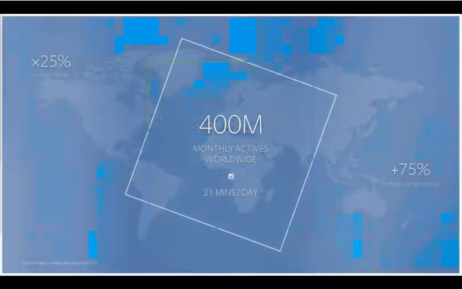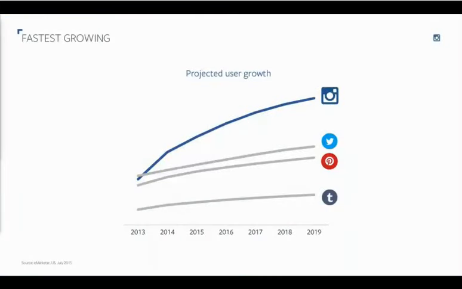In just over 5 years, Instagram's grown to a community of over 400 million monthly users. And just as importantly, your customers spend a significant portion of their time on the platform. The average user spends 21 minutes per day with us. In terms of growth, Instagram has momentum. According to eMarketer, Instagram is the fastest growing social network in the US, and their projections over the next 5 years show Instagram growing our leadership aggressively.